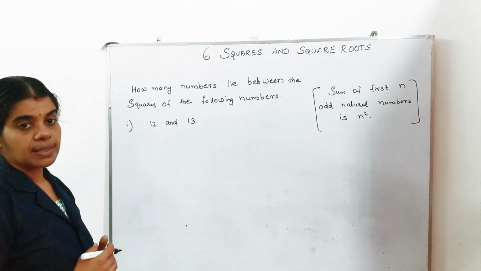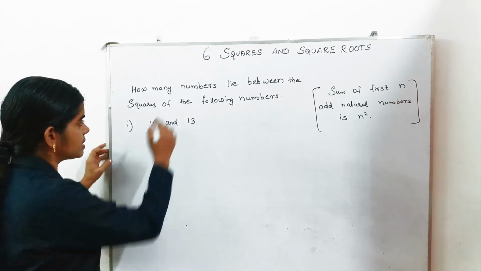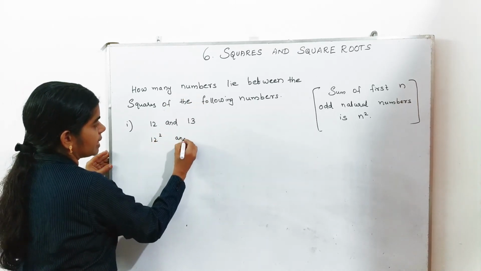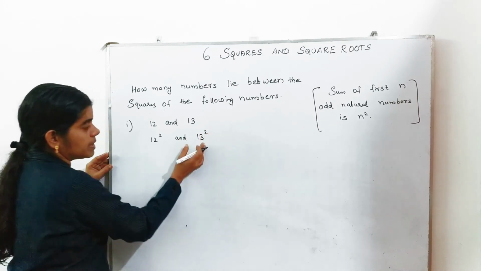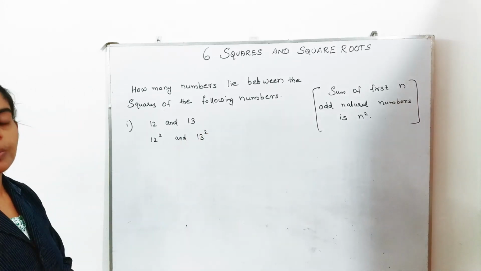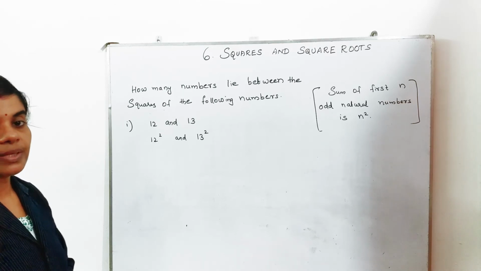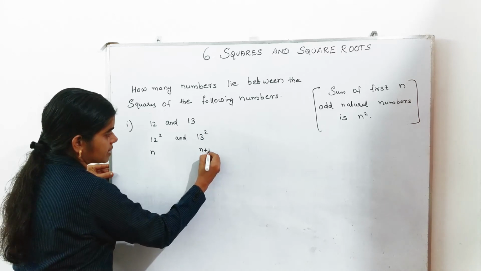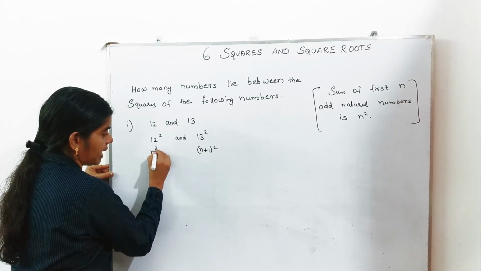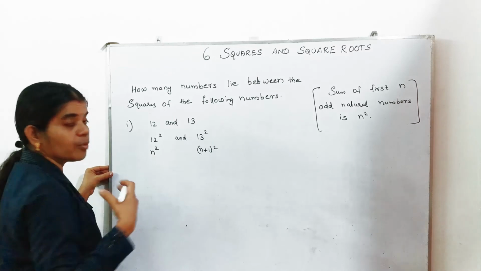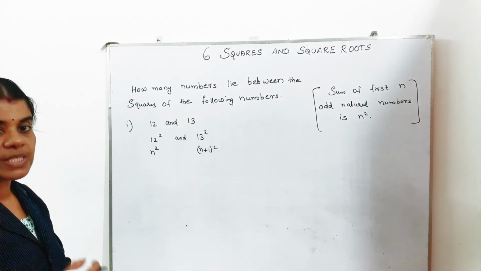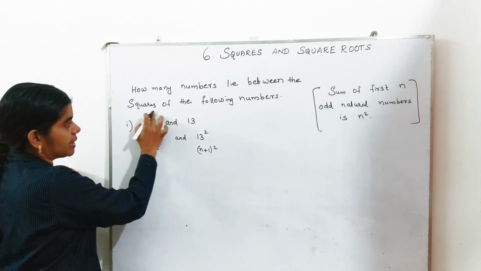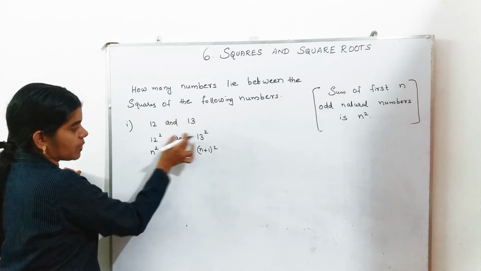For finding this, 12 square and 13 square is given. In between these two square numbers, how many numbers are there? I already told you. You can take it as n. This will be n plus 1 square, and this will be n square. Then how many non-perfect square numbers will be there between 12 square and 13 square?